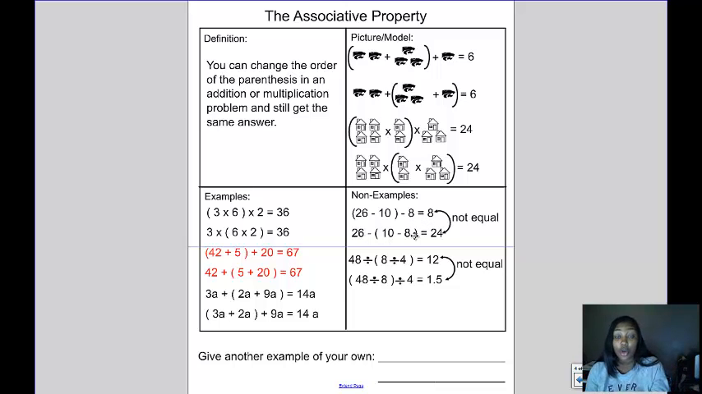Well, if I keep the order the same and change the parentheses, 10 minus 8 gives me 2, and then 26 minus 2 actually gives me 24. So they are not equal.